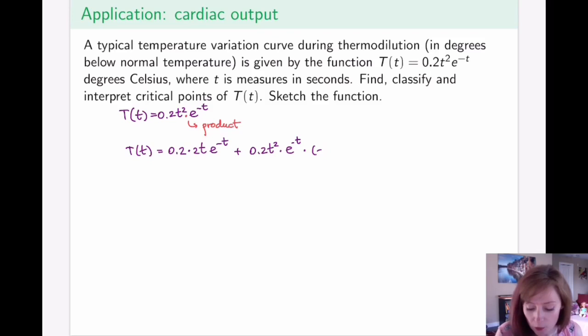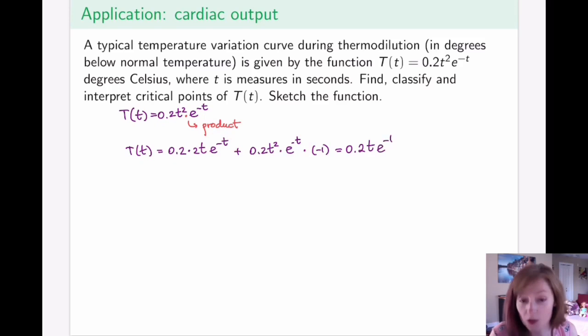Now, in order for me to better see what is actually going on here, I'm going to try to simplify this expression by factoring things out. So I'm going to look at both of these terms and see what it is that they have in common that I can take outside of the brackets. Clearly, they have a 0.2 in common. There's also a factor of t here and here. There's actually t squared, so I'll be able to take one of them out. And there's also e to the negative t in both terms.